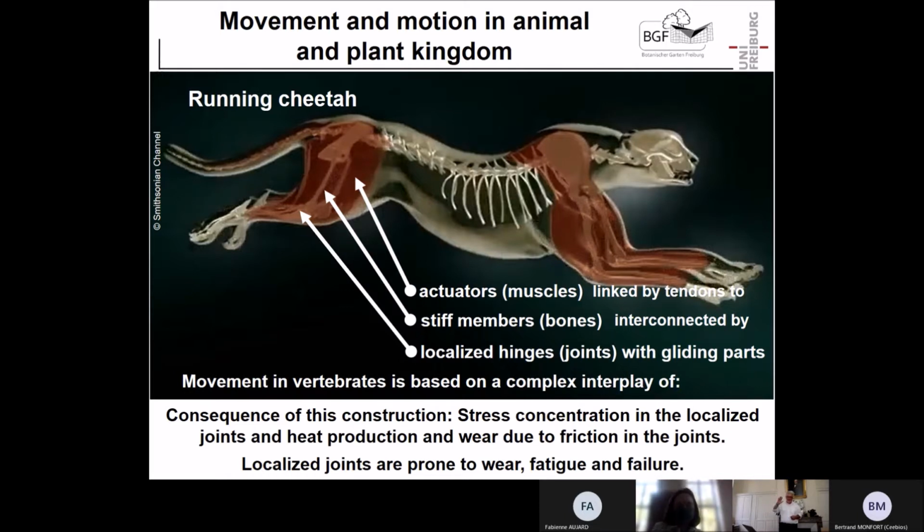And the big difference to plants is, as I said, they have no localized hinges, no gliding parts, no wear. Most movements in plants are caused by elastic deformation of delocalized structures. But why don't we realize plants as moving organisms?